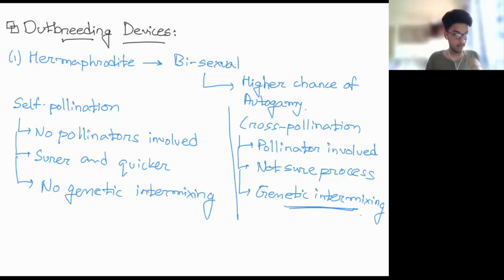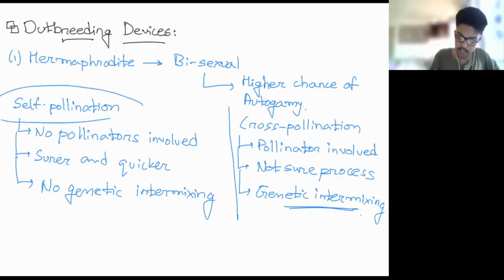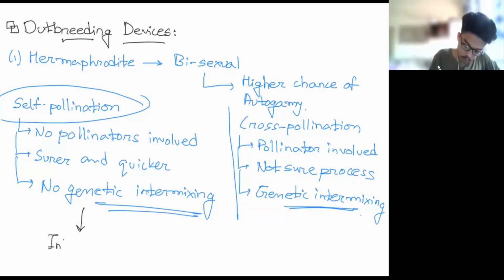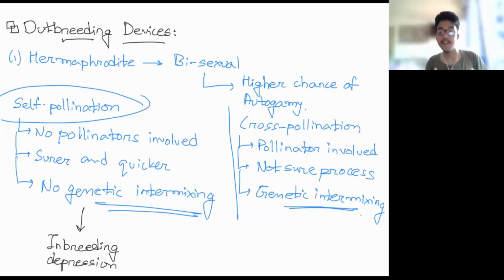Okay. So now here comes the concept of inbreeding depression. When there is repeated self-pollination, there is no genetic intermixing. And when there is no genetic intermixing for consecutive generations, this gradually leads to inbreeding depression, which is not at all desirable.